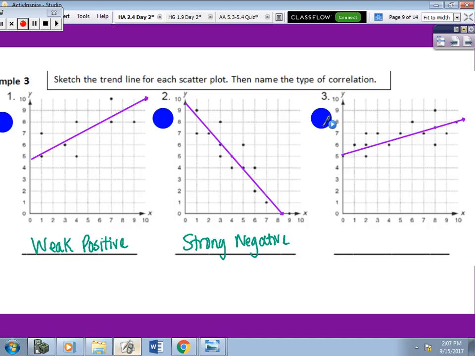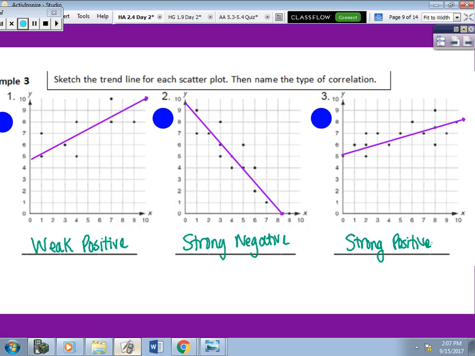What did you say, Jax? Weak positive? I put strong. How is that strong? Honestly, it's kind of medium. It's definitely stronger than the first one, though. Like all of these points are closer to this line than these ones are. But again, it is open to a little touch of interpretation.